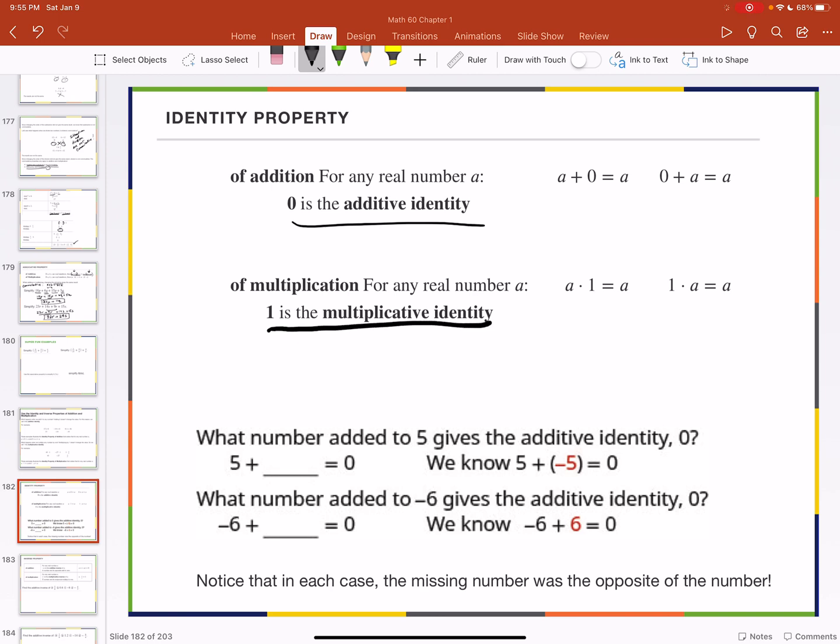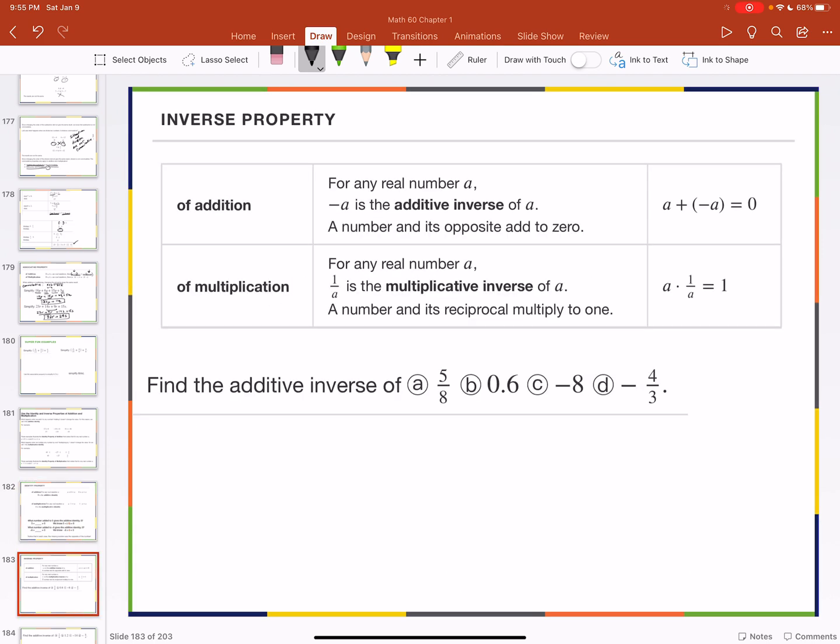Okay, so what number added to 5 gives us 0? If we add negative 5 to 5, we get 0. And if we add positive 6 to negative 6, we get 0. So notice that it's the opposite. The missing number was the opposite of the number. So that's called an additive inverse. For any number A, its opposite is the additive inverse because a number and its opposite add to 0. Now the multiplicative inverse would be something that gives you the identity back, the multiplicative identity.